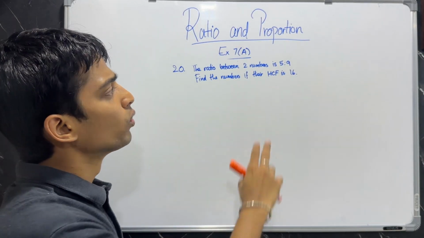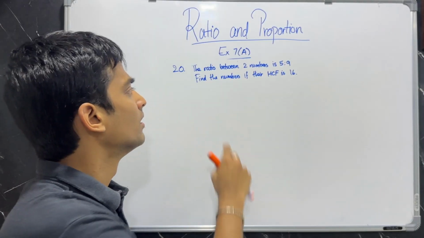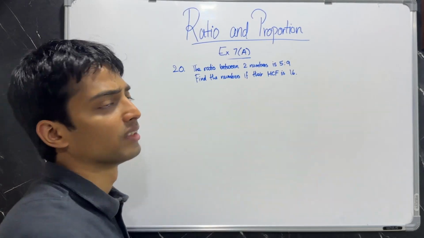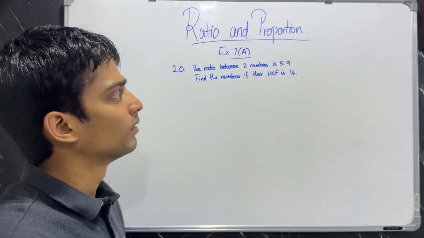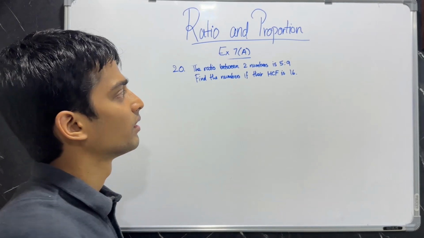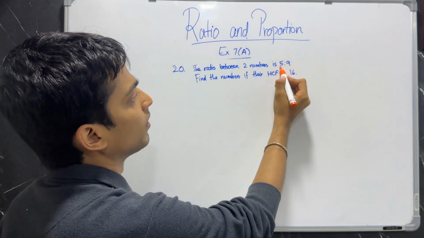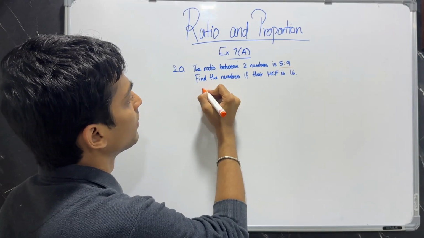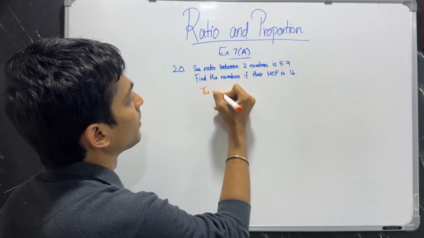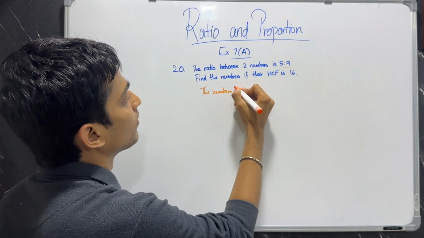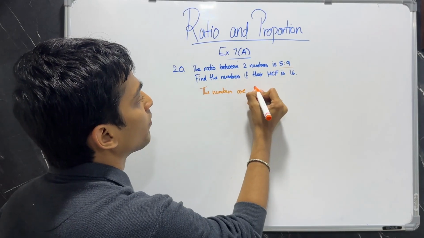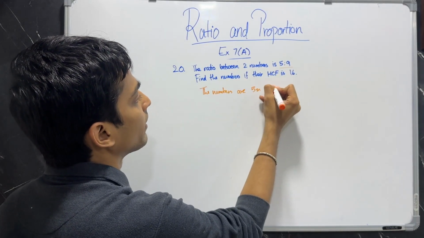Okay, let's look at the 20th sum. The ratio between two numbers is 5:9. Find the numbers if their HCF is 16. Now the step which we always do, first step is let the common factor be x. So the numbers will become 5x and 9x.